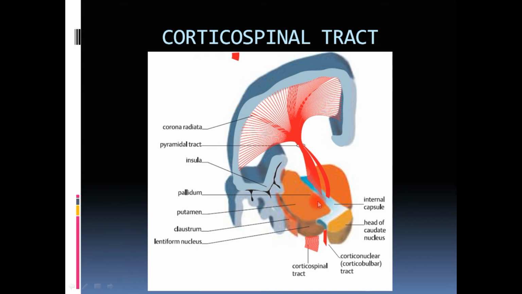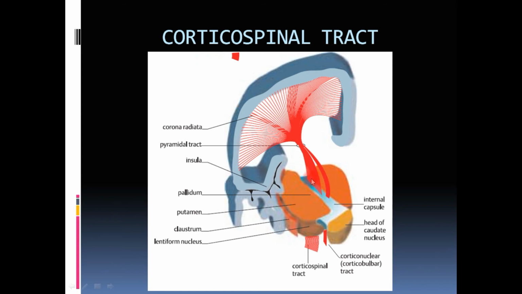This internal capsule is important to remember because in case of stroke, the blood supply to the internal capsule is restricted, and the major damage to this tract occurs, because the fibers of the corticospinal tract are densely packed here in the internal capsule. The damage to the internal capsule will damage the corticospinal tract majorly.